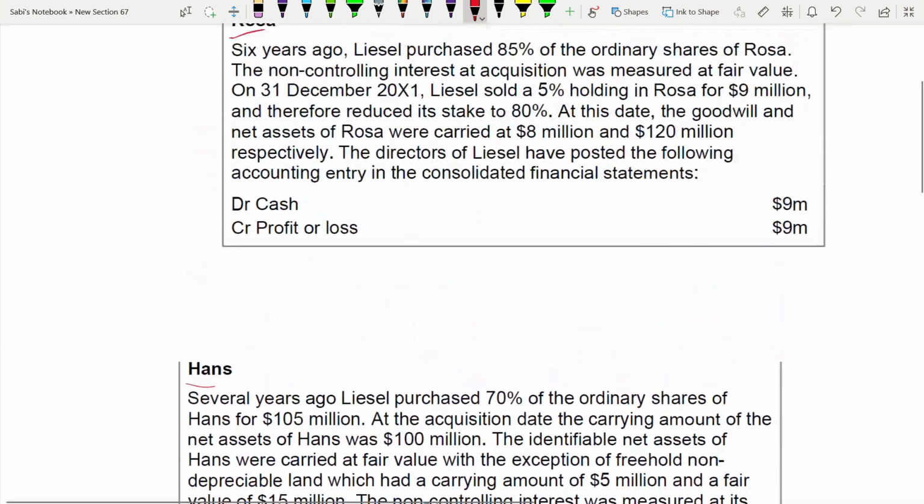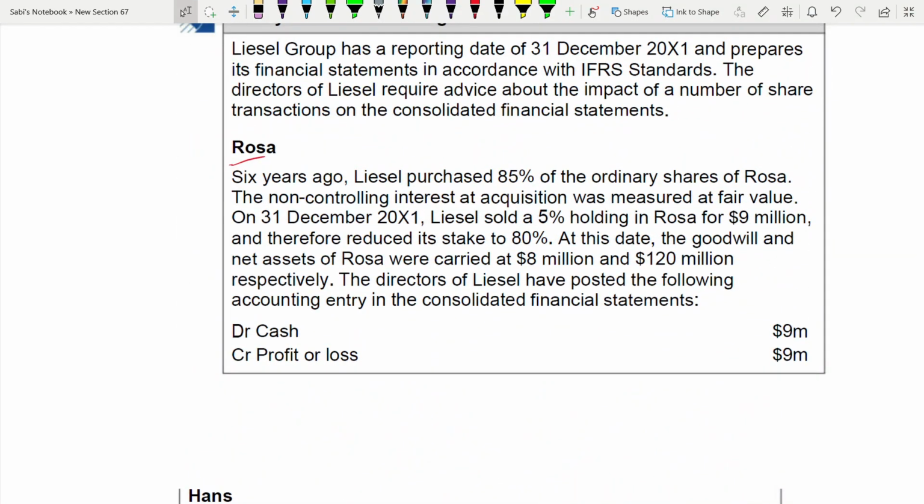So let's finish with Rosa first. Okay. They've purchased 85%. NCI was measured at fair value. And Rosa sold 5% for 9 million. So now from 85 it became 80%. Okay. Goodwill and net asset at that date was 8 million and 120. Okay. And cash has been debited and profit and loss has been credited. Okay. So we don't have to read Hans. Hans is a separate person with a separate issue. We'll first finish with Rosa.